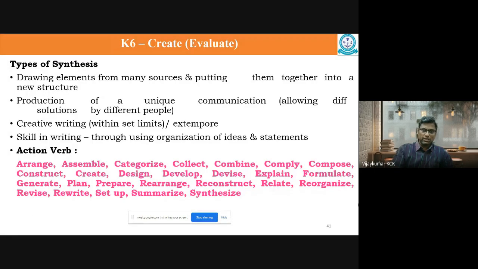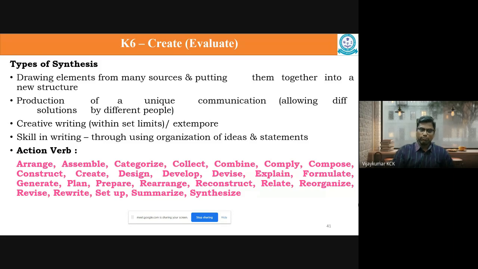So the next and last level is create. Earlier it was evaluation, and now in the revised Bloom taxonomy it is called create. For example, drawing elements from many sources and putting them together in a new structure, producing a unique communication with different thinking, or creative writing, skill writing.